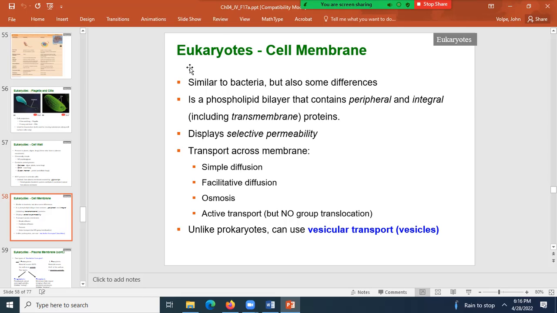There's one other way that eukaryotes can bring material inside the cell or outside the cell. Unlike prokaryotes, eukaryotes can move material across the cell membrane using vesicle transport, where a vesicle will form and then fuse with the cell membrane and dump its contents outside the cell. Or contents outside the cell can form a vesicle inside the cell, and then the cell can bring the contents that were once outside the cell inside the cell. Any question about any of that?